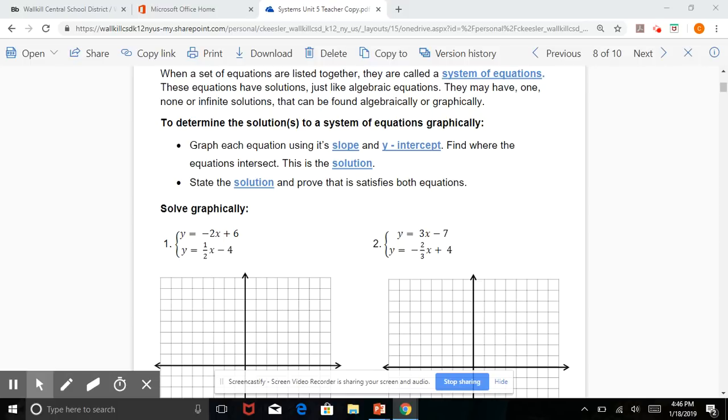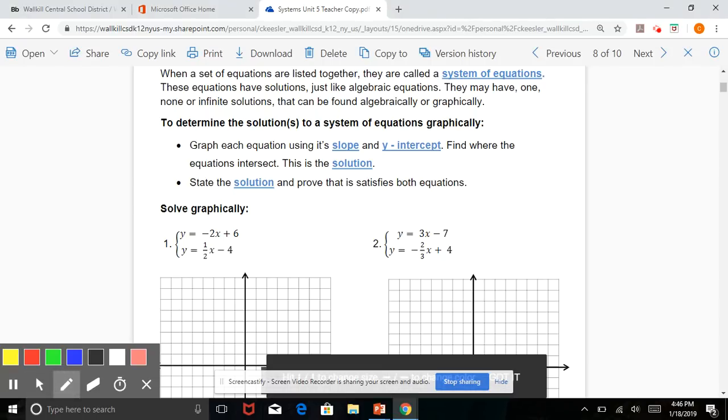When a set of equations are listed together, they are called a system of equations. These equations have solutions, just like algebraic equations. They may have one, none, or infinite solutions that can be found algebraically or graphically. To determine the solutions to a system of equations graphically, first graph each equation using its slope and y-intercept.